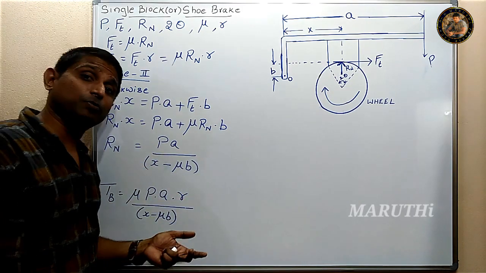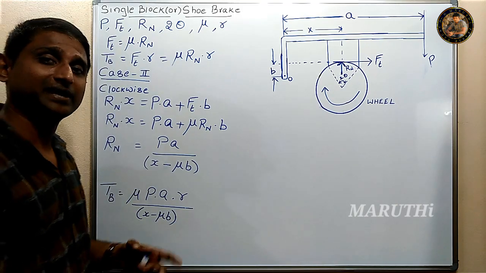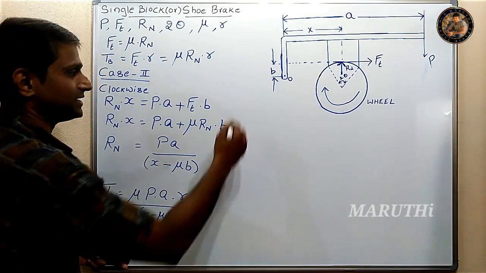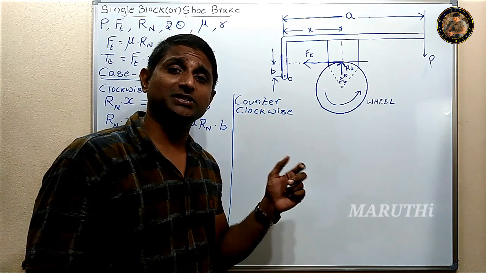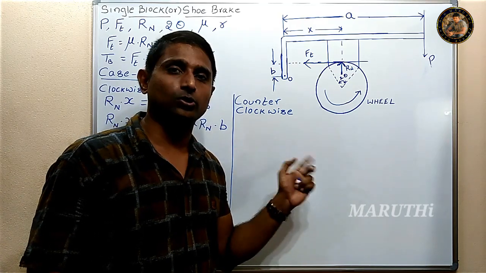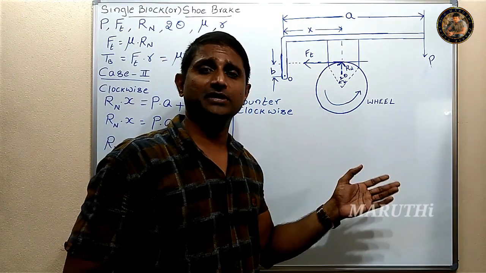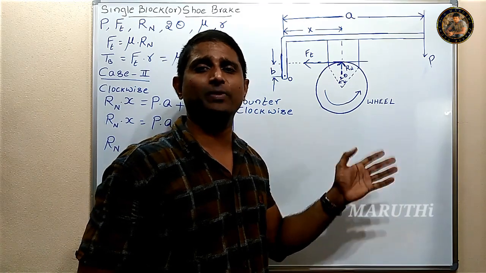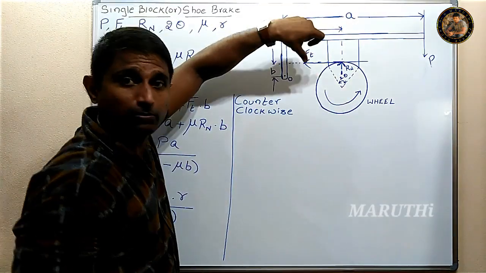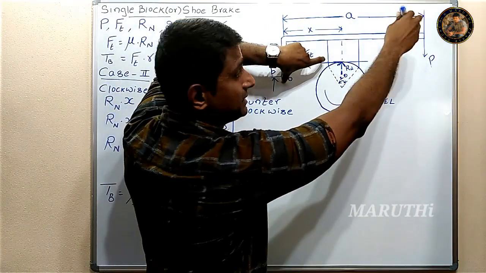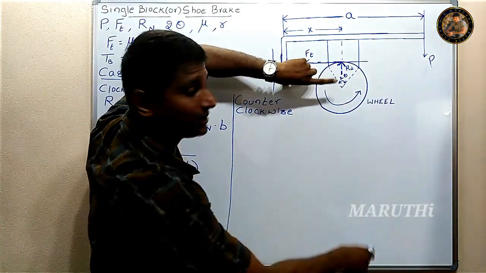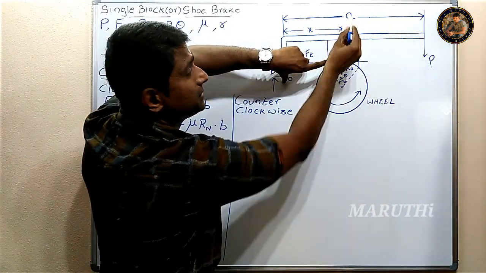Now let us take the other possibility in this case 2 itself, that is a brake drum rotating in counterclockwise direction. So now second possibility in the case 2, that is a brake drum rotating in counterclockwise. Now again the same thing, applying the equilibrium condition, taking moments about O. You see here the moment because of P, it is clockwise moment P into A.